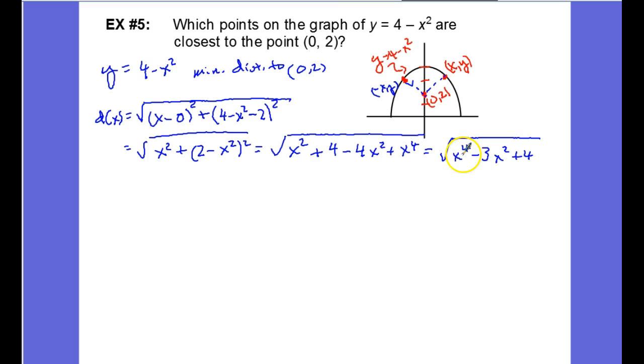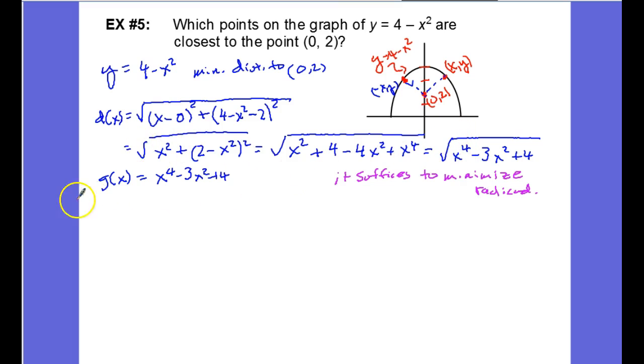So we can save ourselves a headache in terms of differentiating by simply renaming the radicand g of x. And so g of x is x to the 4th minus 3x squared plus 4. So what I'm arguing for here is this: it is sufficient to minimize the radicand. If we make this as small as possible, then the square root will certainly be as small as possible. So this is a lot easier to take the derivative of.